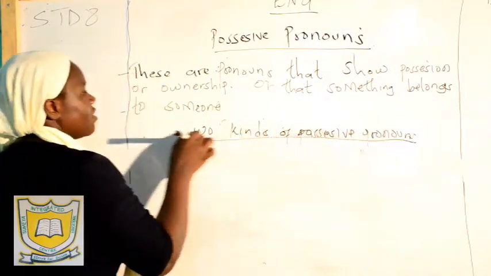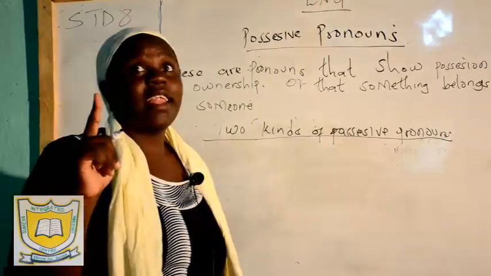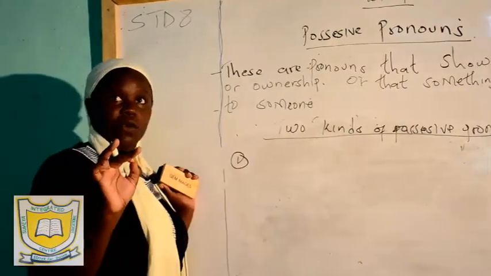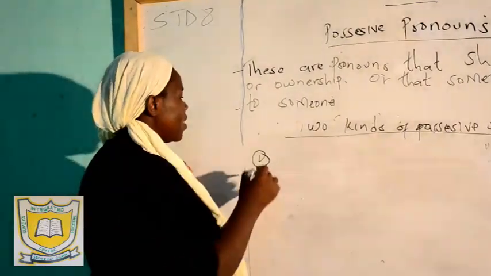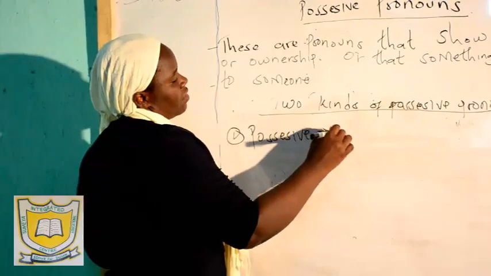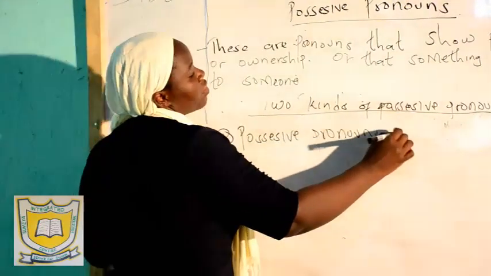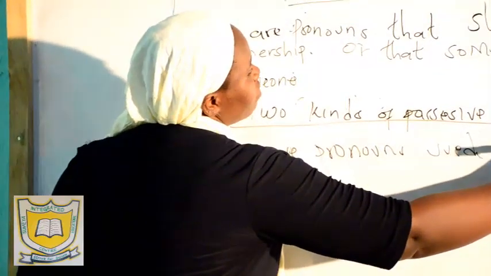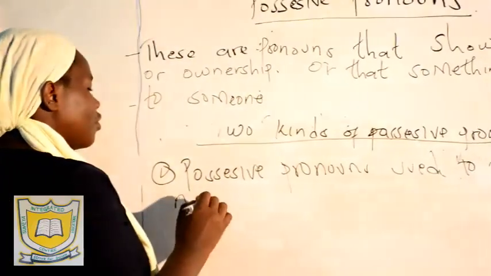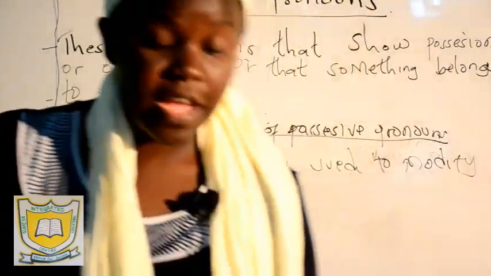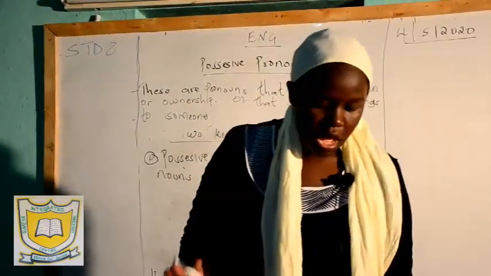There are two kinds of possessive pronouns. Kind number one is those possessive pronouns that are used to modify nouns. So you say possessive pronouns used to modify nouns.